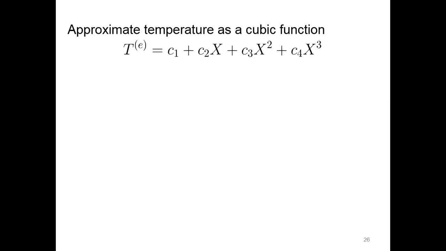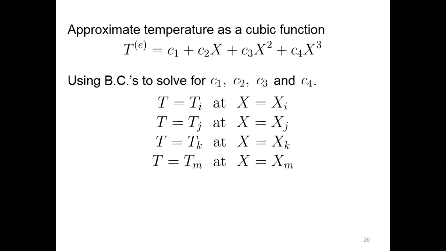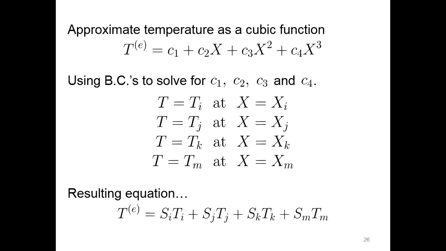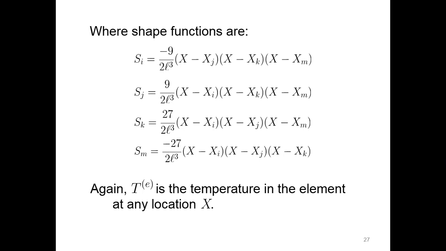All right, so there's our approximating function. And we're going to put in our boundary conditions. All right, so we know the temperature at each node, I, J, K, and M. So we're going to solve for C1, 2, 3, and 4 using these boundary conditions. And that's our resulting equation with the given shape functions. All right, so these 4 right here.